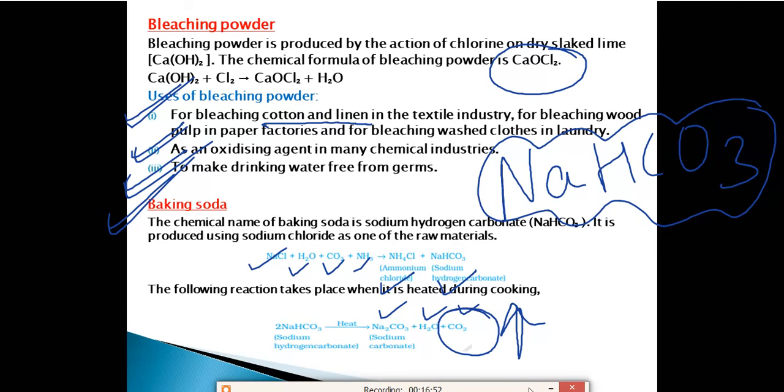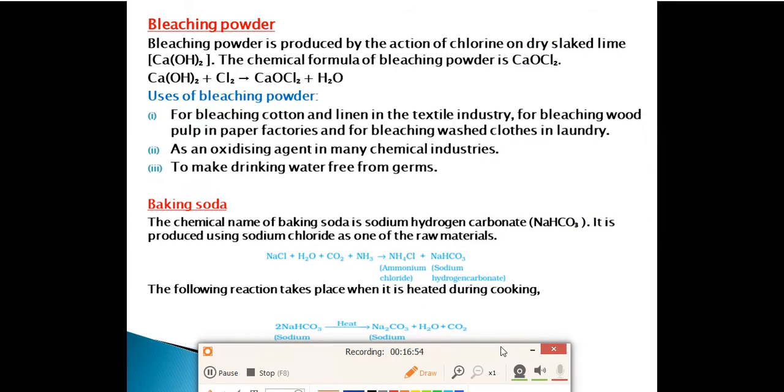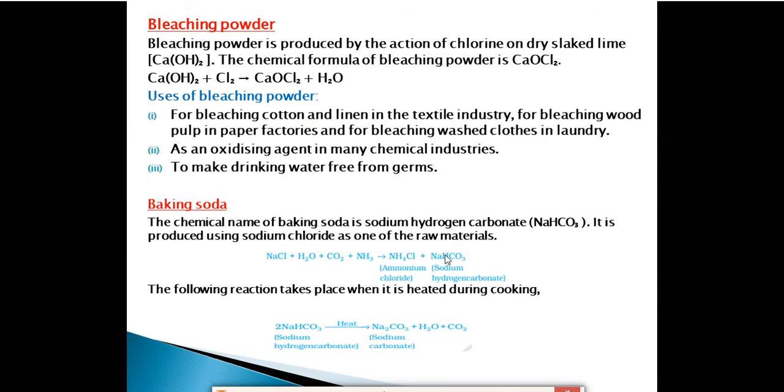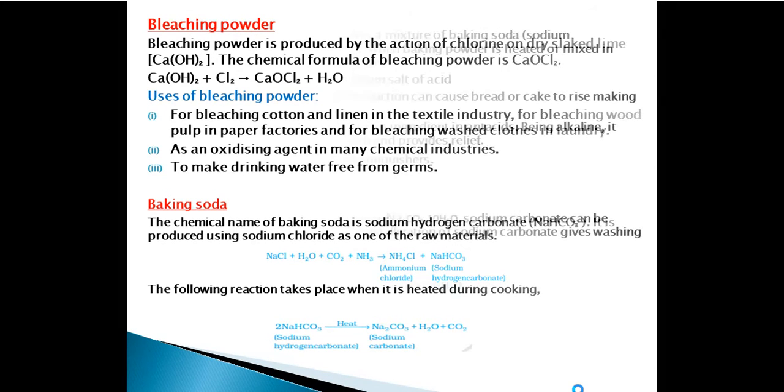So remember that the chemical name of baking soda is sodium hydrogen carbonate and the formula is NaHCO3. And how is it formed? It is formed by the reaction of sodium chloride with water, carbon dioxide and ammonia. Next, whenever baking soda is heated, carbon dioxide gas is produced which makes the cakes and breads soft and fluffy.